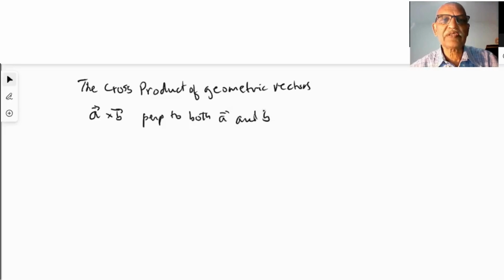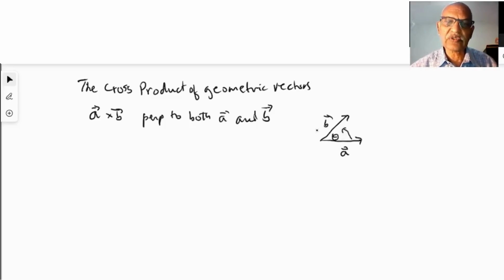So this is only in 3 dimensions. Cross product is only in 3 dimensions. We don't have cross product in 2 dimensions. Therefore, if I have a vector A and a vector B, if this is the angle between the two vectors, A cross B is going this way here.